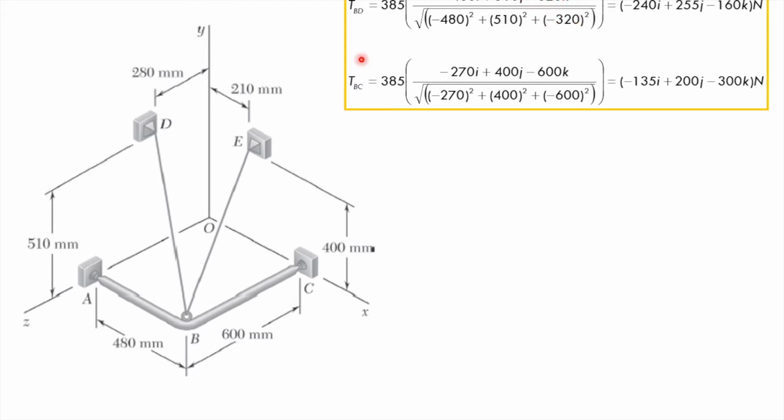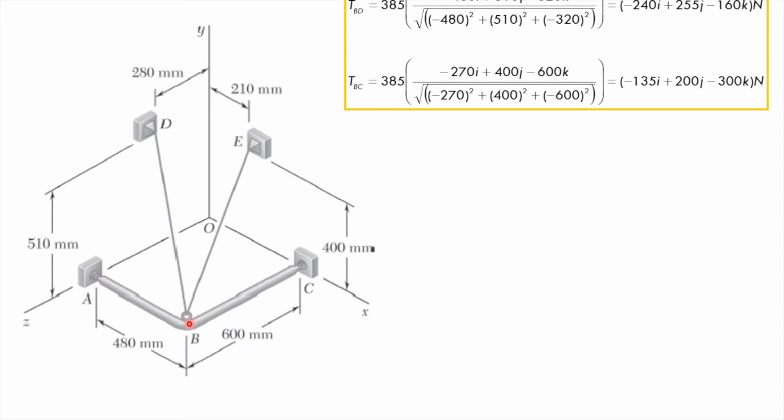Okay, and because this part is from here to here, that means from positive to negative, so it will become negative 320. So we put it in Cartesian vector form, and we got this value. And then for TBC, 385, and then for this one negative 270.